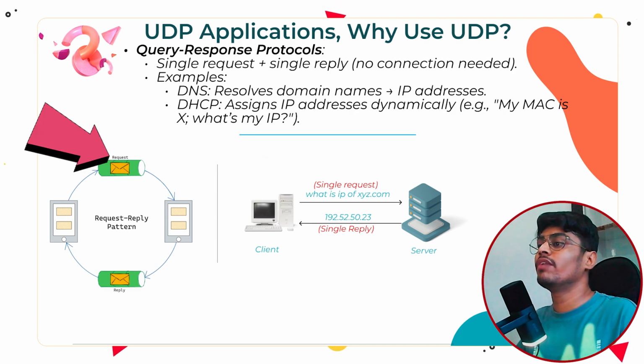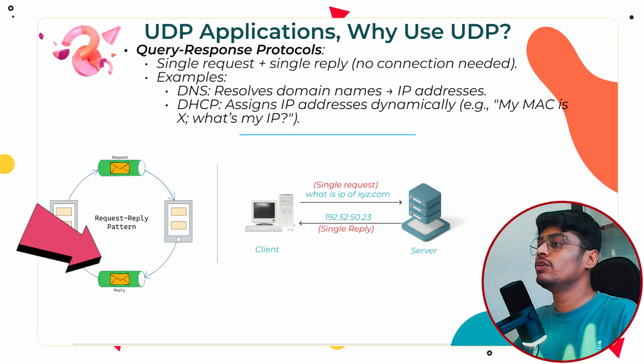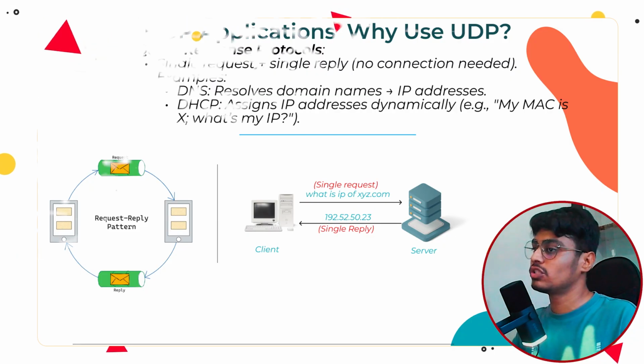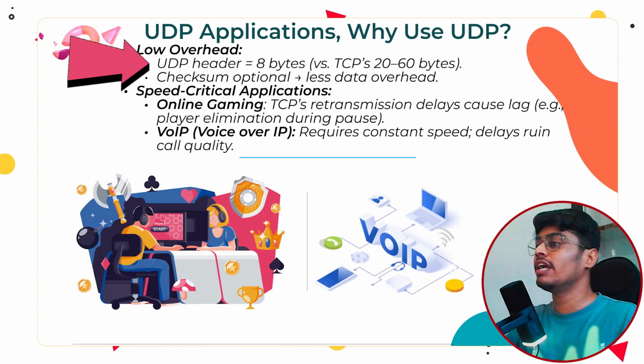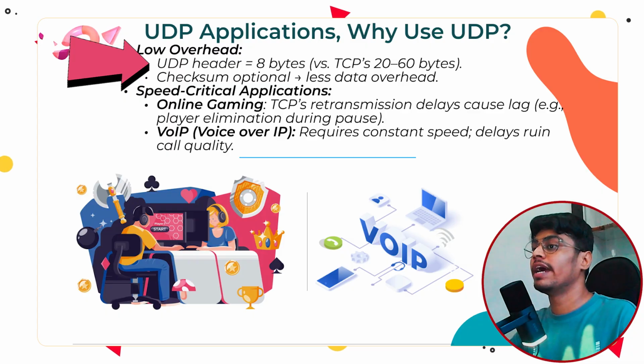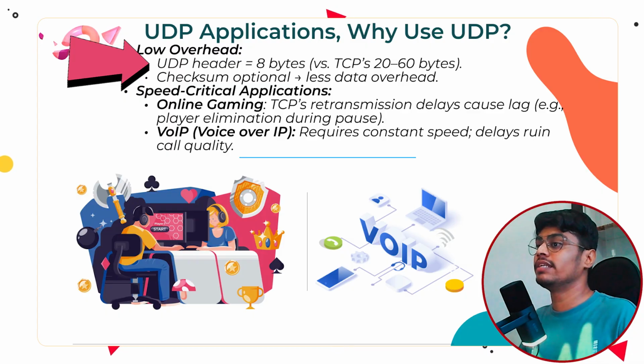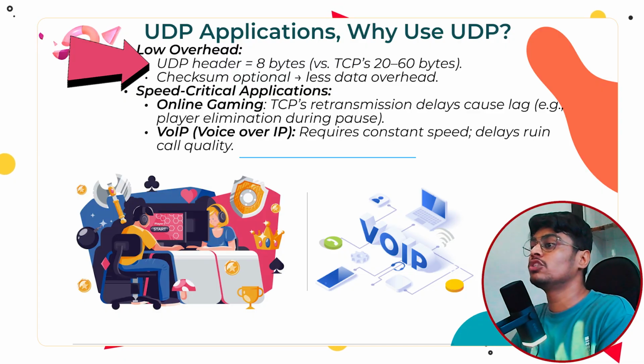Wherever one request, one reply applies, we use UDP because it works with less overhead. Overhead means the extra information we add to the data, the header. TCP header has many fields, but UDP has only 4 fields, and checksum isn't even mandatory. So on average, UDP adds 3 things to the data, making overhead much less compared to TCP.